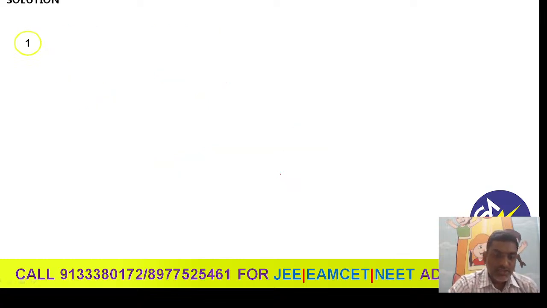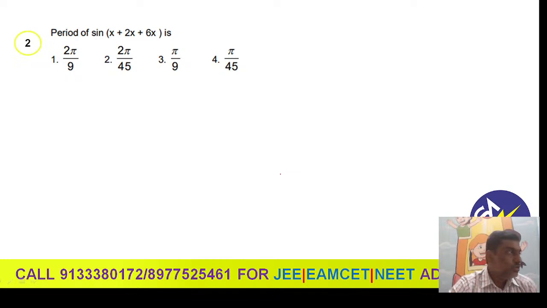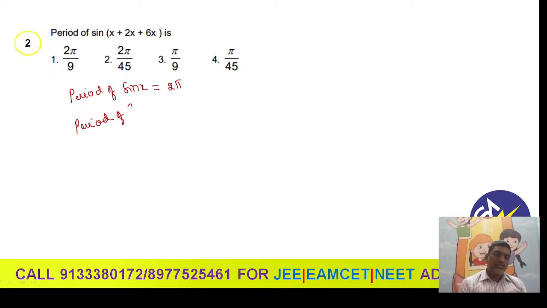Next, let us do question number 2. What is the period of sine of x plus 2x plus 6x? First, let us write the formula for the period of sine x. The period of sine x is 2 pi, and the period of sine ax is 2 pi divided by modulus of a.